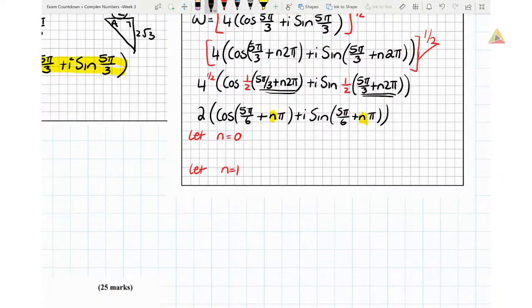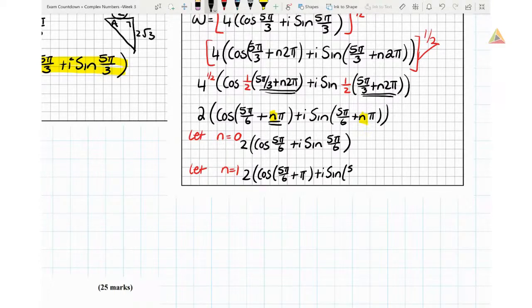So first of all, we let n equal 0. So the modulus remains the same. We're getting cos of 5 pi over 6 because this whole thing is going to disappear when we let n equal 0, plus I times the sine of 5 pi over 6. And down here, you're going to end up getting 2 times the cos of 5 pi over 6 plus 1 pi, plus I times the sine of 5 pi over 6 plus 1 pi.